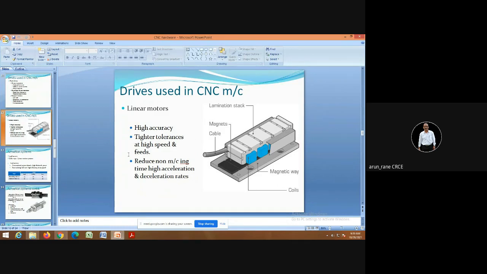You have something called linear motors. When you say motor, that means on the output you will get rotary motion, but in case of linear motors you will get longitudinal motion like this. This is a cable. So in case of a linear motor you will get a longitudinal motion.